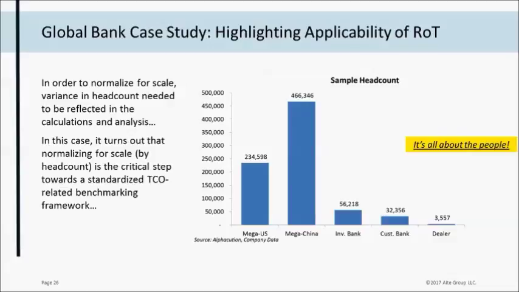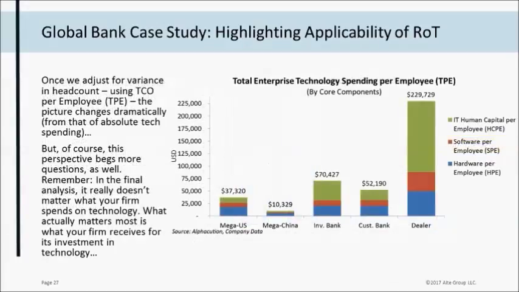And then certainly we've got an investment bank here, a custodian bank, and a dealer, one of the primary dealers. So in this case, it turns out that normalizing for scale by headcount is the critical step towards a standardized TCO, or return on technology related benchmarking framework. So look at how this chart now shifts when we look at technology spending not on an absolute basis, but on a per employee basis.